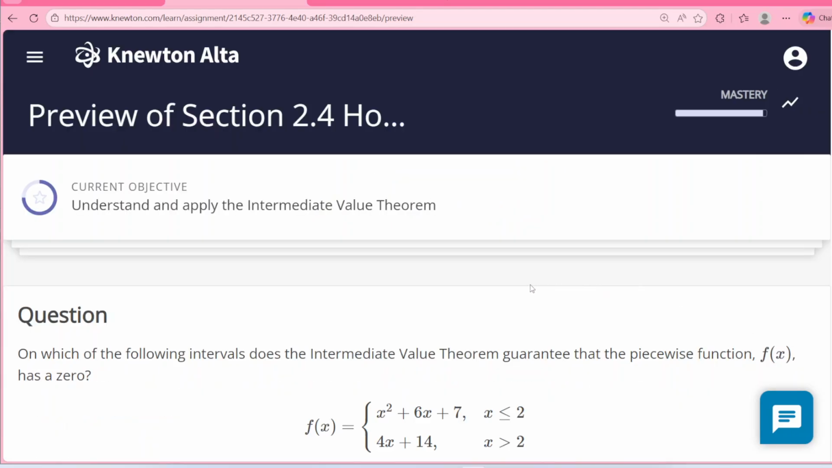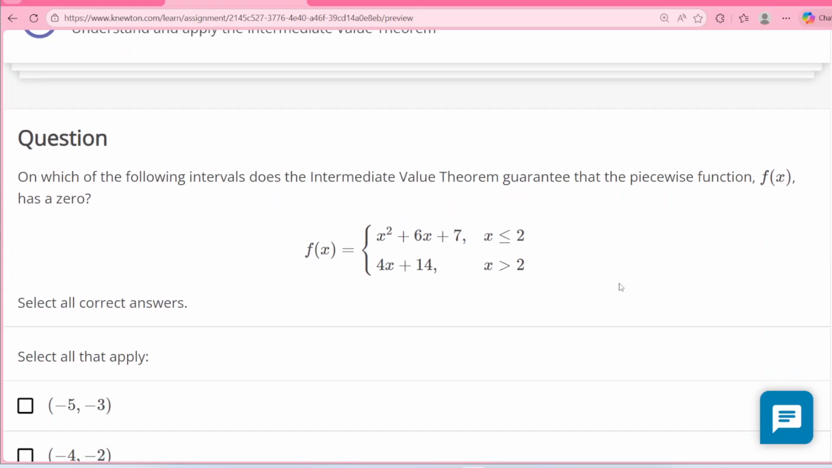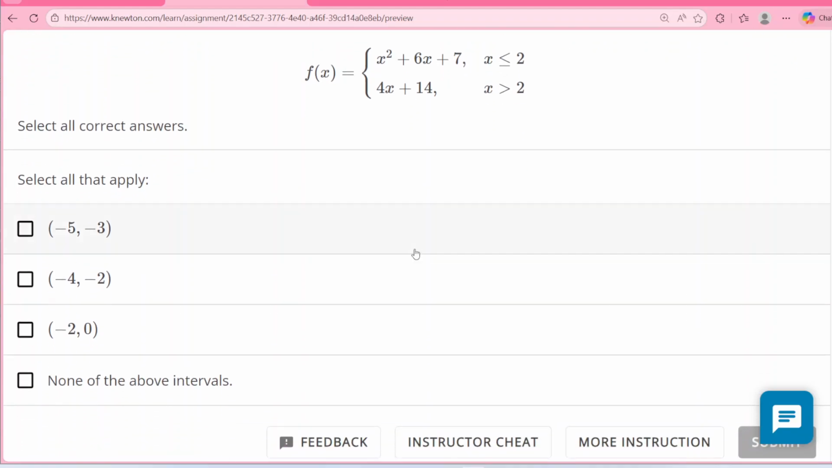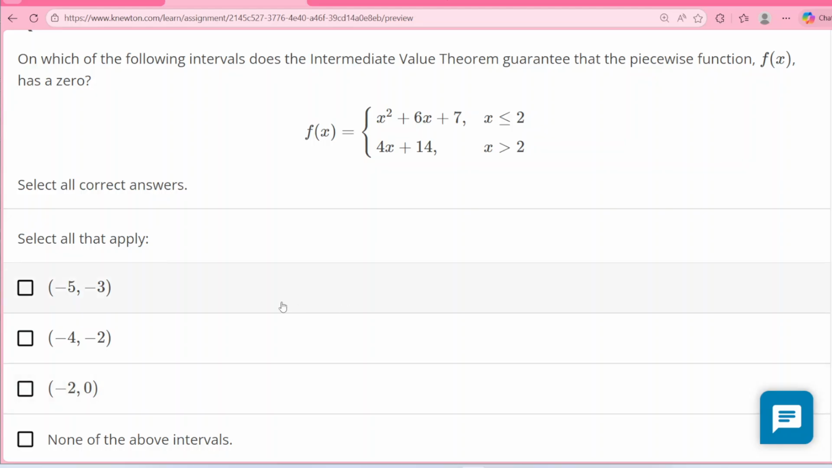All right. So this one says, on which of the following intervals does the intermediate value theorem guarantee that the piecewise function has a 0? So another x-intercept problem. You've got 3 intervals or none of the above. One's from negative 5 to negative 3. The other's from negative 4 to negative 2. The other from negative 2 to 0.